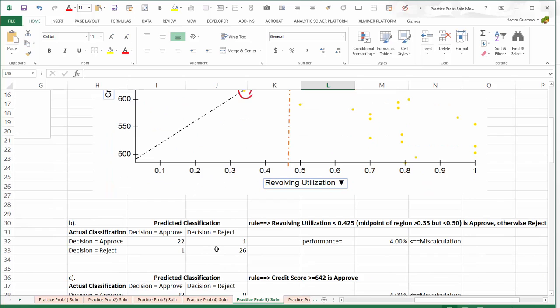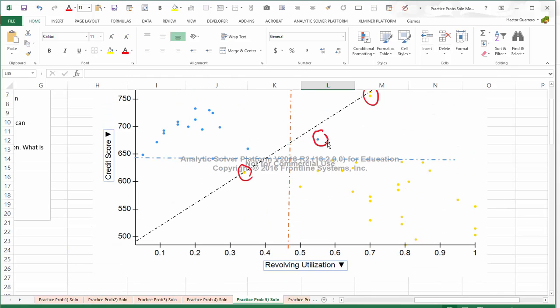That's reflected here. In the answers here, I selected 0.425, and it's the midpoint between these two regions. You'd have to make that decision yourself. If you want it further out, you want it to be a little larger than 0.425 or a little less than 0.425 for approval. Less is more stringent, higher is more relaxed. And you can see that the predicted classification for approval of the 23 values that were approved, 22 fall into that rule as approval, and only one falls out. And of course, that was this value here.